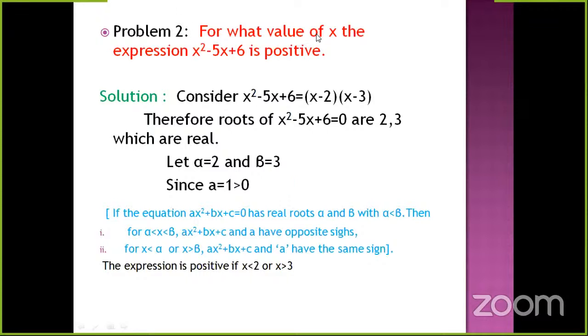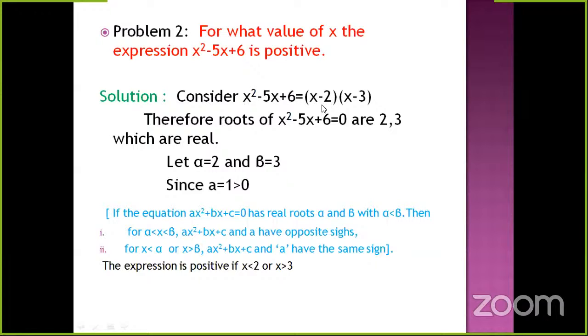Next problem, for what values of x is the expression positive? Here they have given the sign of the expression, that is positive, and the sign of a, that is the coefficient of x square, which is equal to 1, it is also positive. So now we have to find the values of x for which both the expression and a are having positive, same signs. So to find that, first of all, we have to find the roots of the quadratic expression.